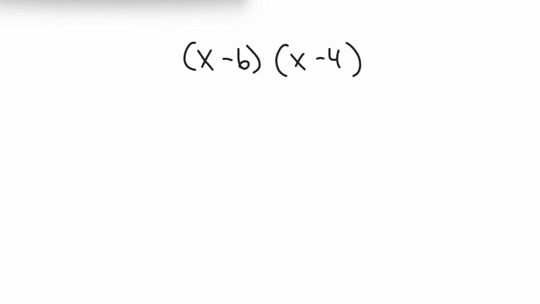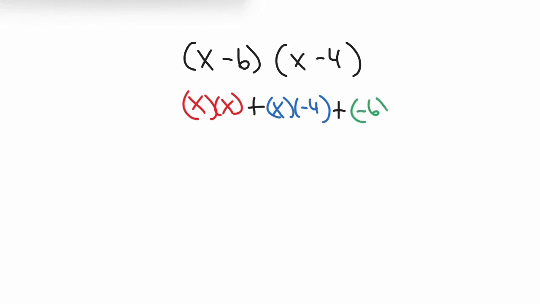Here's our next problem. I'm going to use the FOIL method for this one as well. So let's multiply the first two terms together. F, x times x, plus, next is outer, O, x times negative 4, plus inner, I, negative 6 times x, plus last terms, L, negative 6 times negative 4.